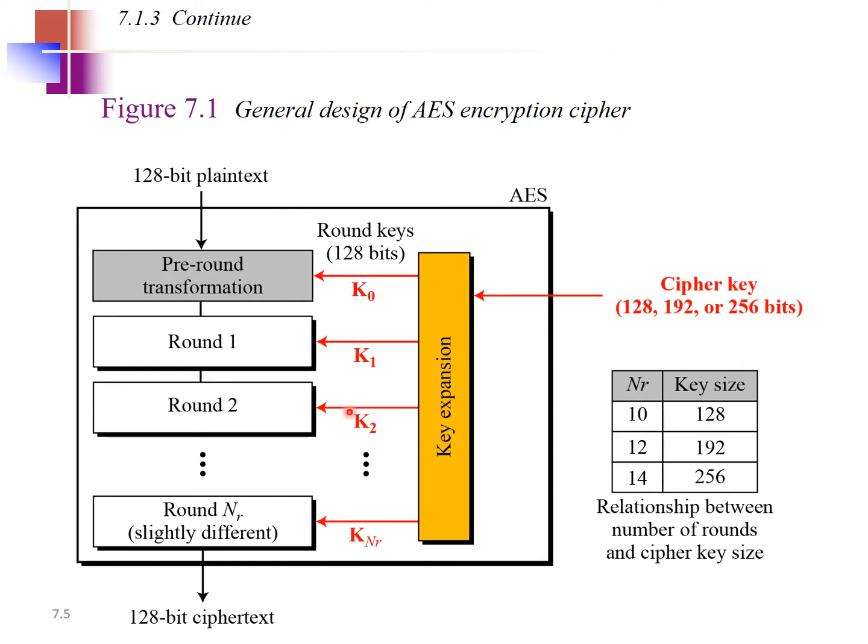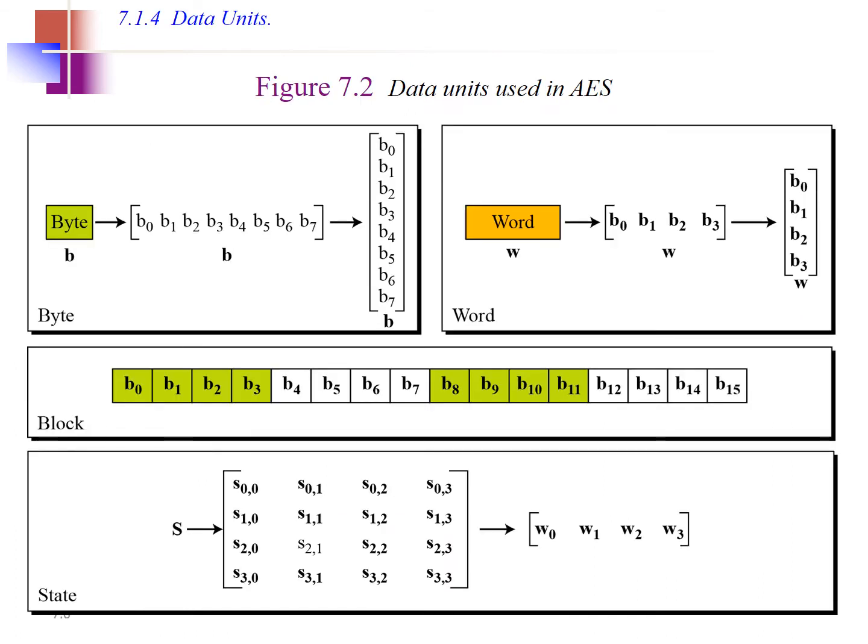We have a key expansion process. A pre-round is there, rounds of operation are there, and a final round is there. The final round is slightly different from all the other rounds. How it differs, we will see. Before moving to the AES encryption part, some of the basic concepts related to plain text processing we should know.